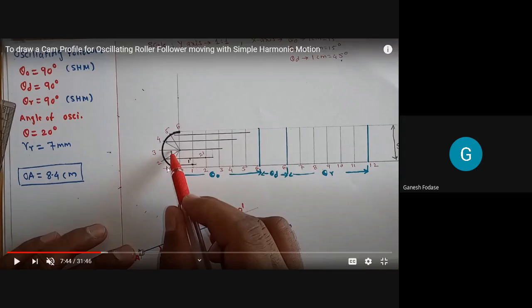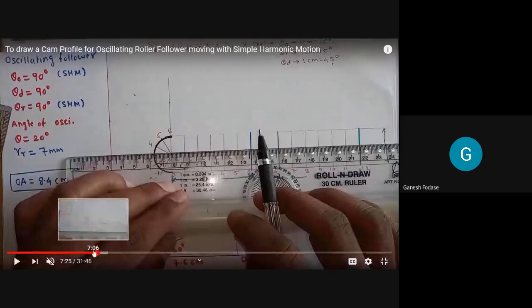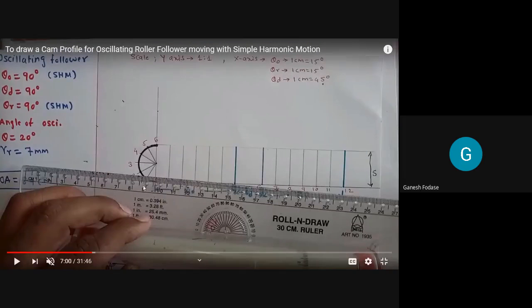So if I draw projections through 1, from 1 I have to draw a horizontal projection till it intersects the vertical projection through 1, and so on. When the horizontal projection of 1 and the vertical projection of 1 intersect, that point will be 1 dash. Similarly, the projection of 2 and 2 dash will intersect, and that will be 2 dash. Likewise, we get 1 dash, 2 dash, 3 dash, 4 dash, 5 dash by the intersection of the horizontal and vertical projections.